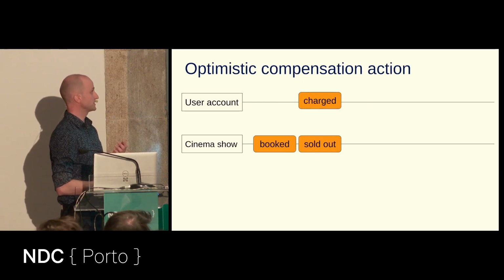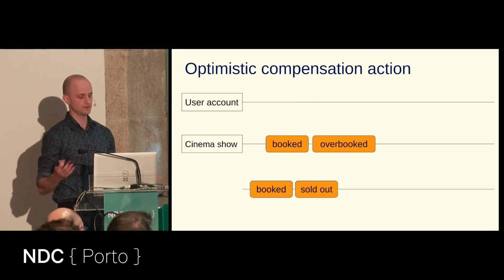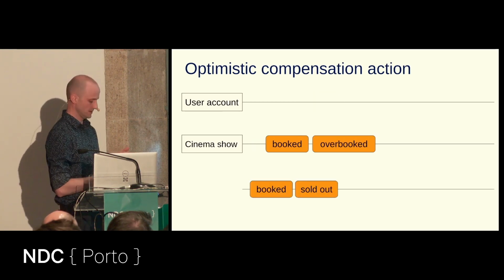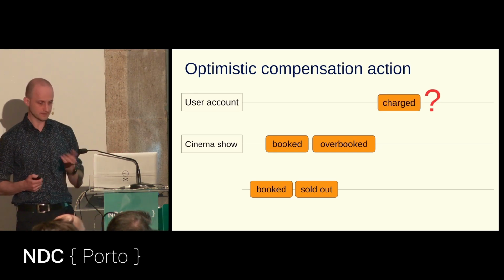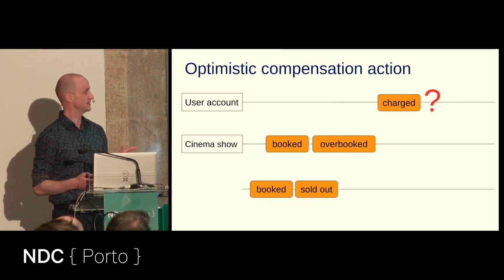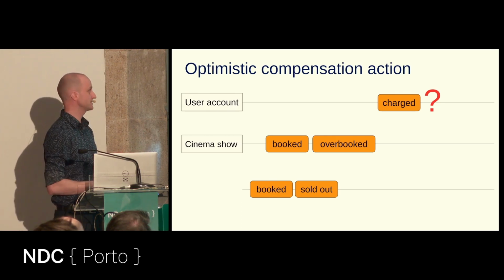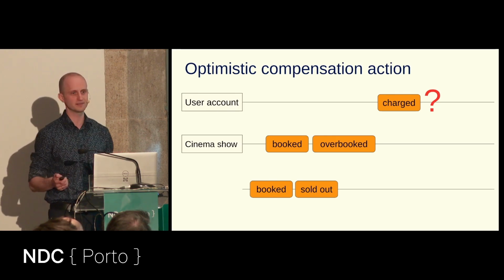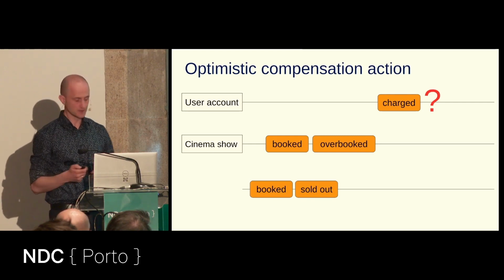In case of optimistic compensation, first we will book the seat, and then we will charge the user. And in case of concurrent booking, we will enter the overbooked state. So now the question is, should we charge the user? I suppose in case of a cinema business, well, it's not a good idea. But in case of flights and plane tickets, it's part of the business strategy. Overbooking is fine. So different business needs different solutions.